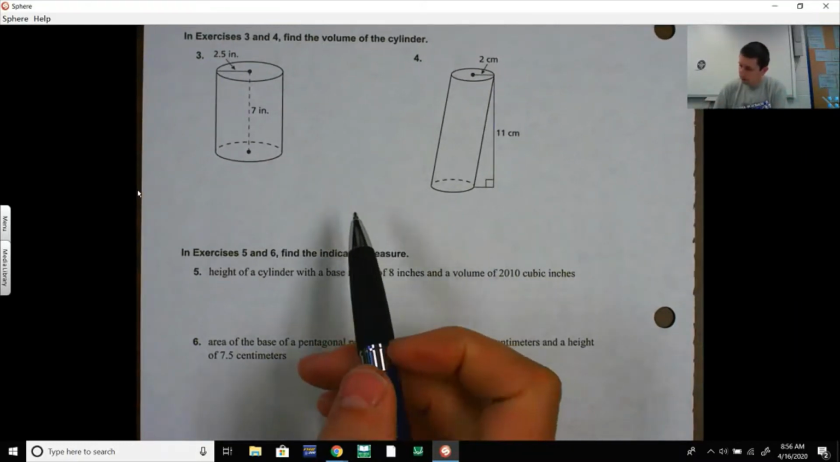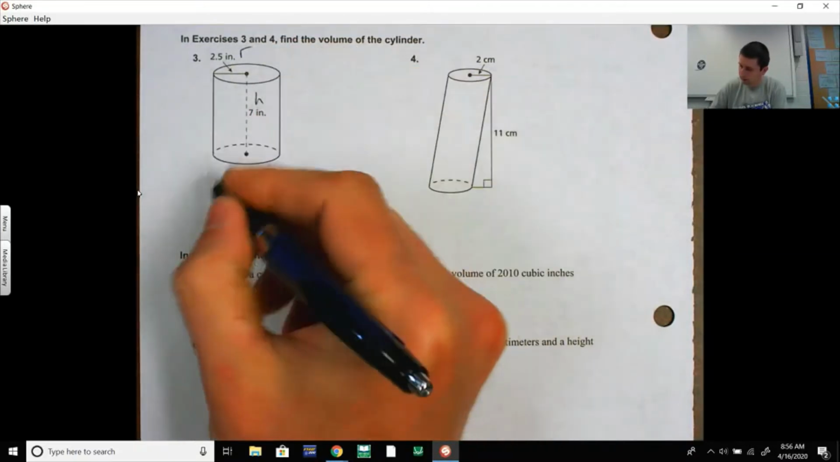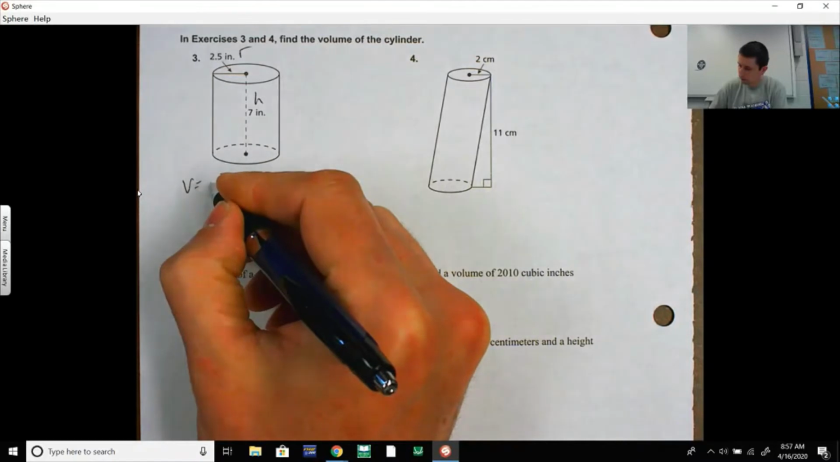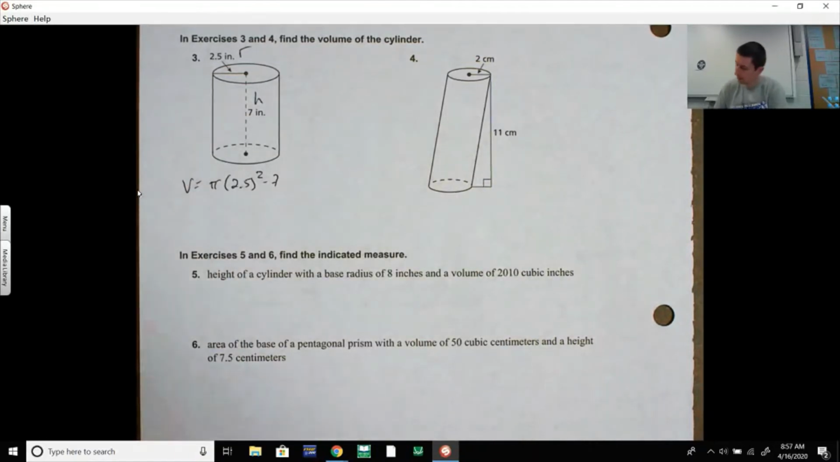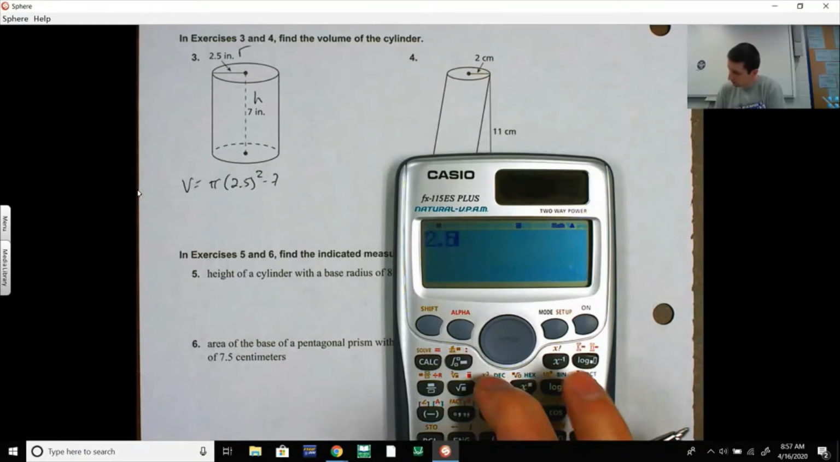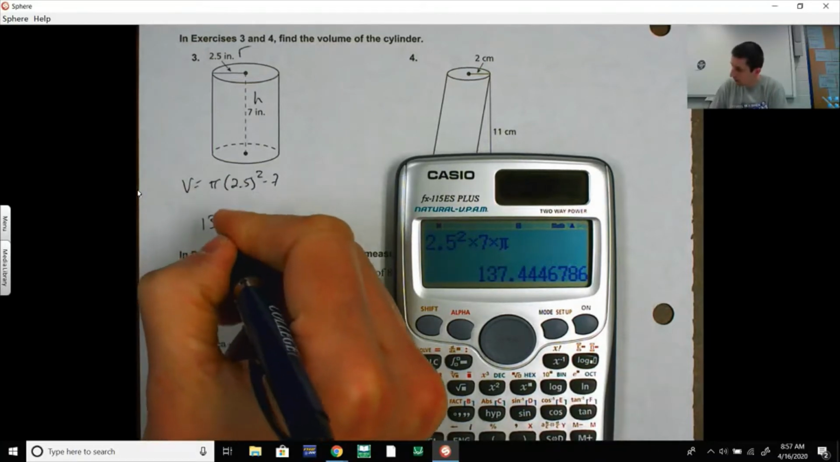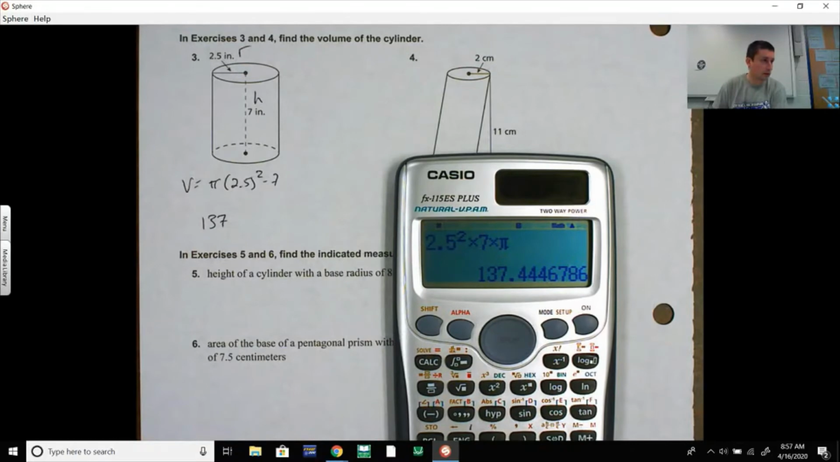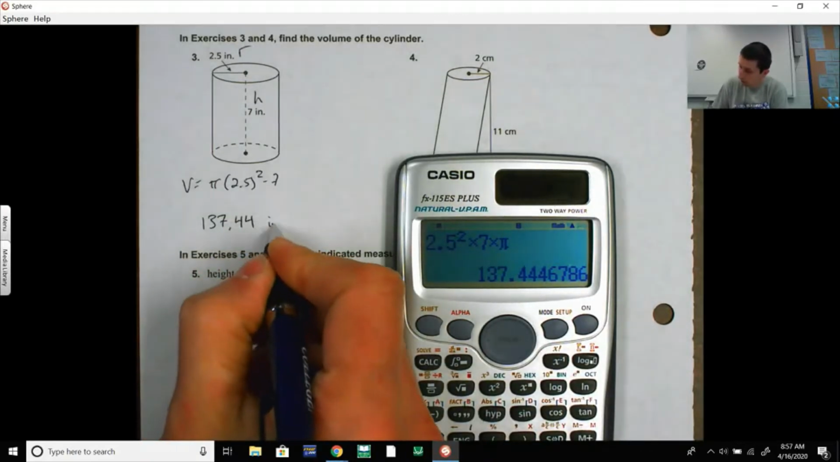Find the volume of the cylinder. So you just take, here's your radius, and there's your height. So volume equals pi times 2.5 squared times 7. That's 175 over 4 pi, so that's about 137. I think a lot of your answers they want to the hundredth, that'd be 2 decimal places. So 137.44 cubic inches.